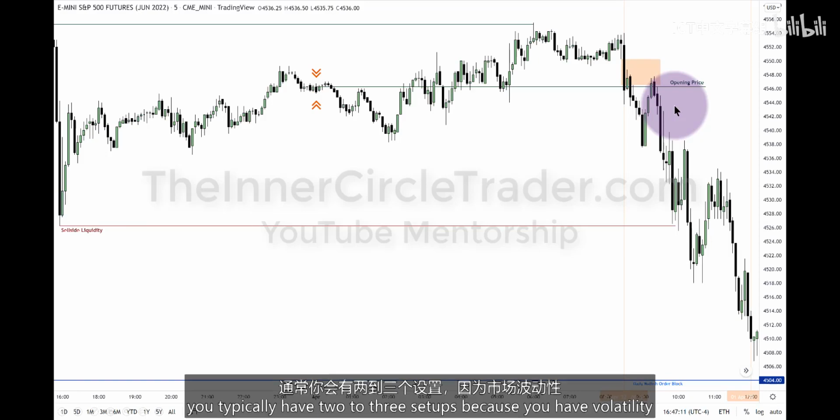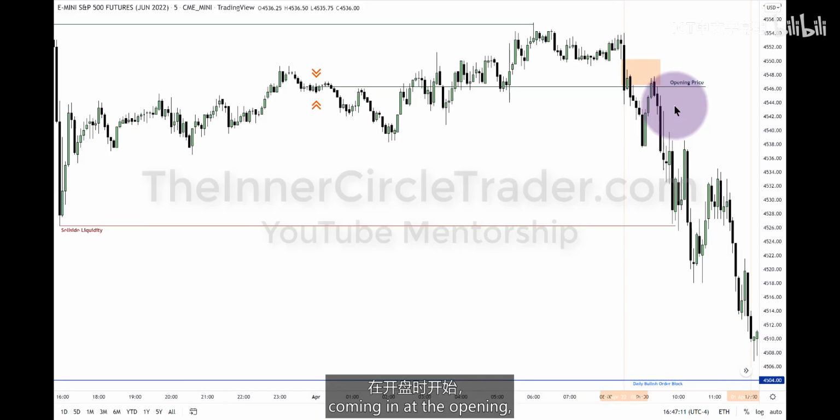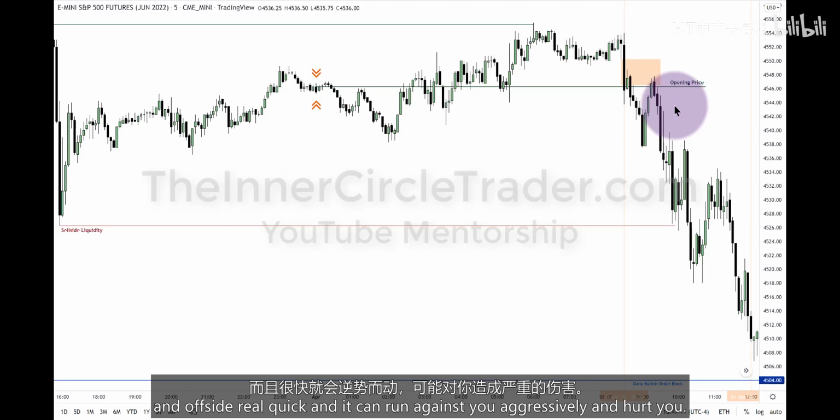So in the morning session, you typically have 2 to 3 setups because you have volatility coming in at the opening being 9:30, New York local time. That can be very tricky. If you're not really sure what you're doing, you can get caught up in the initial volatility and offside real quick, and it can run against you aggressively and hurt you.